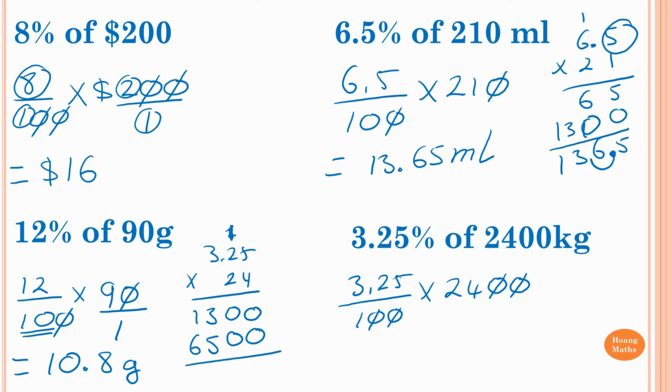So we add them up. So it's 0, 0, 8, 7. And we have two numbers after the decimal point, so we go 1, 2. So it's here. So the answer is 78, which is 78 kilograms.